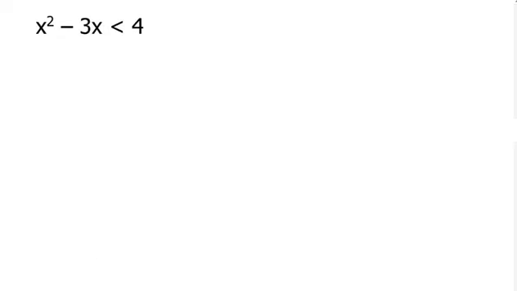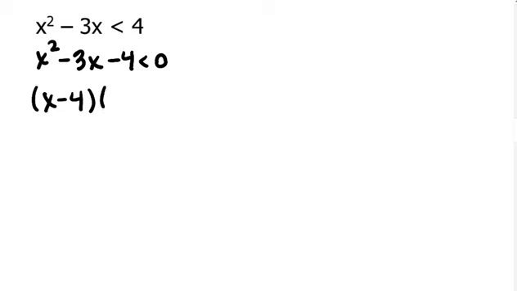Okay, so here's one. This will be a really typical inequality that we're going to be asked to solve. X squared minus 3x is less than 4. So the first step is I'm going to set this thing to 0. So I'm going to say x squared minus 3x minus 4 is less than 0. I'm going to look at it and say this thing looks factorable. It's going to be negative 4 and positive 1.